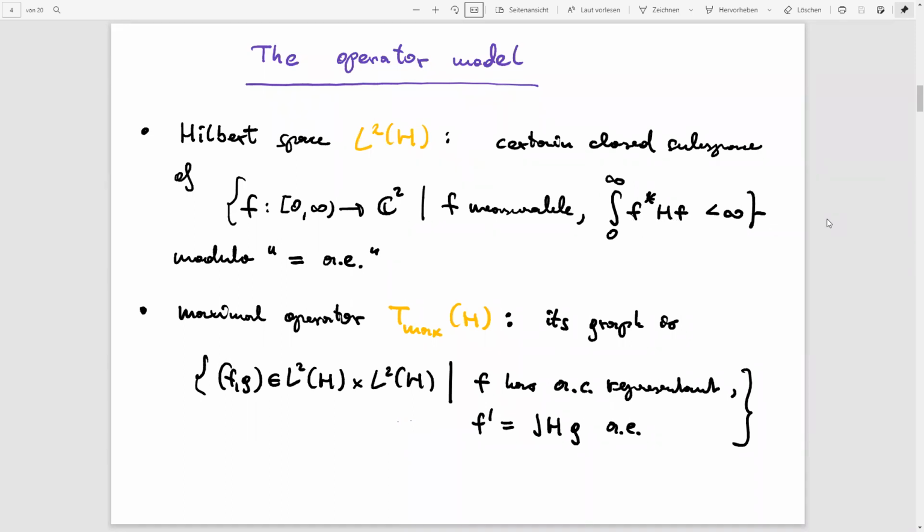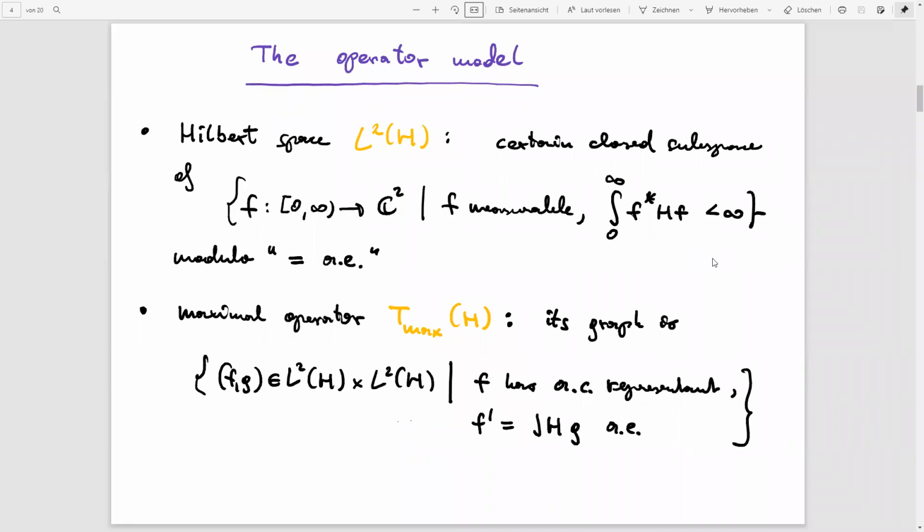But we must not take the whole space, just a certain closed subspace. I don't want to go into details here; that would be too technical. And of course, we consider functions equal if they coincide almost everywhere, in the sense that that integral here is 0, so h almost everywhere. Okay, and in this space we have a maximal operator.